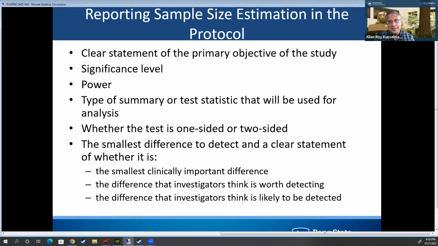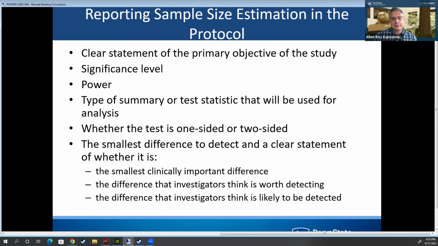So how do you report your sample size estimation in your protocol? You'll have a clear statement of your primary objective of the study. What's your significance level, your type 1 error? What's your power? Type of summary or test statistic you'll use for analysis. Is it going to be a t-test or a chi-square test or logistic regression, whatever it is? Whether the test is one-sided or two-sided.